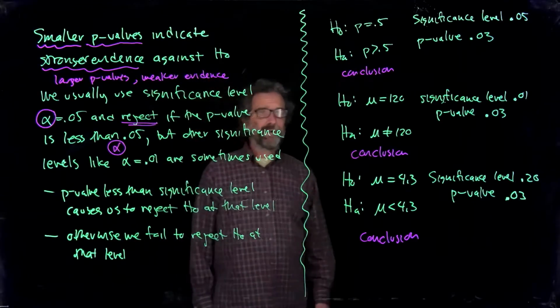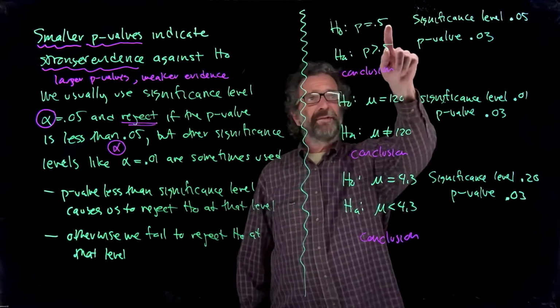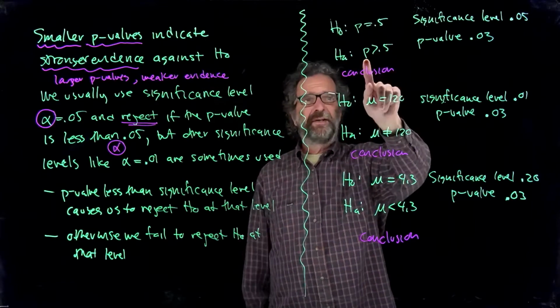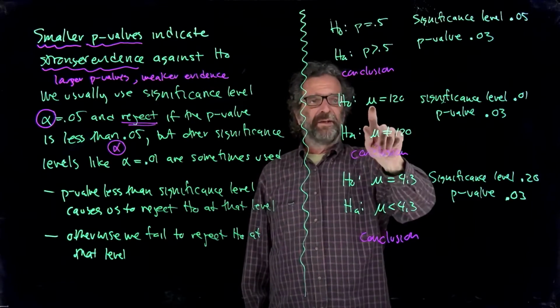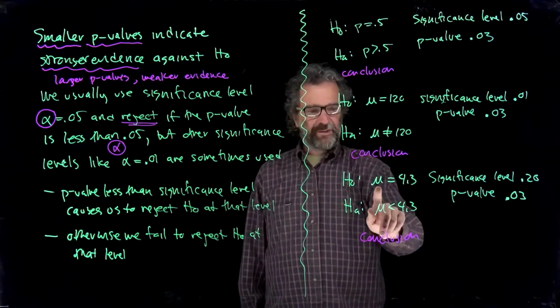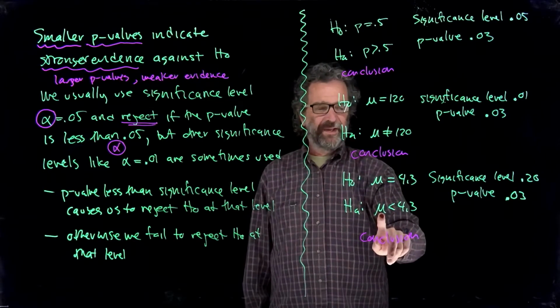So here are 3 experimental situations, or observational study situations, where we have a null and alternative hypothesis. Here's a proportion in the population, it's a half, but you happen to think it's bigger than a half. Here's the mean for the population is 120. You happen to think it's not 120. And here's the null hypothesis, 4.3. You happen to think the mean is less than 4.3.